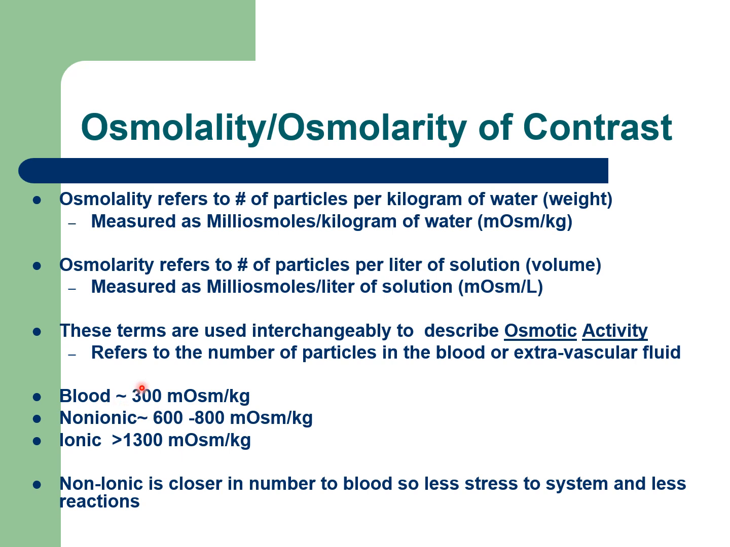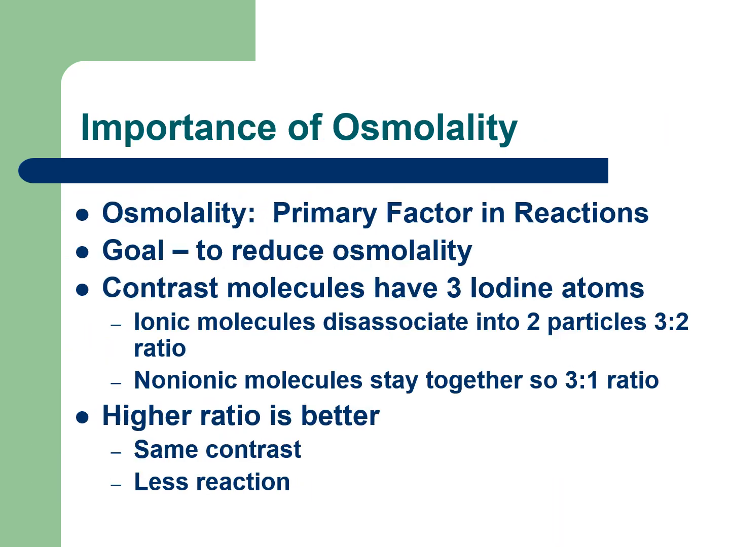So blood would have a number of 300 milliosmoles per kilogram of water, whereas a non-ionic would have 600 to 800, and an ionic, the one that might have 7 times, it could have up to 1300 or more, because if we did 3 times 7, that would be 21. Anything more than 1300 would be ionic. Our non-ionic then are going to be 600 to 800, up to twice as much as blood. So the non-ionic low osmolar are better because they're closer to blood, and we have less reactions from that.